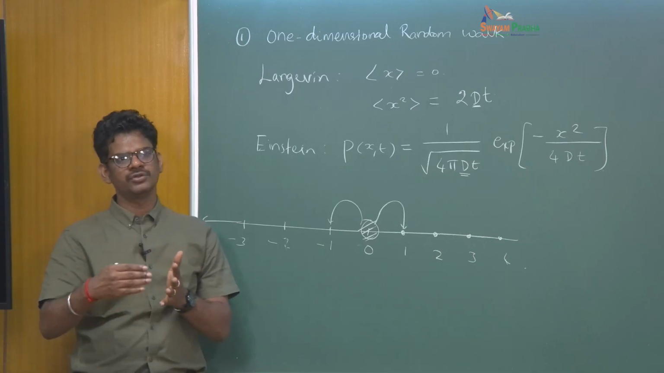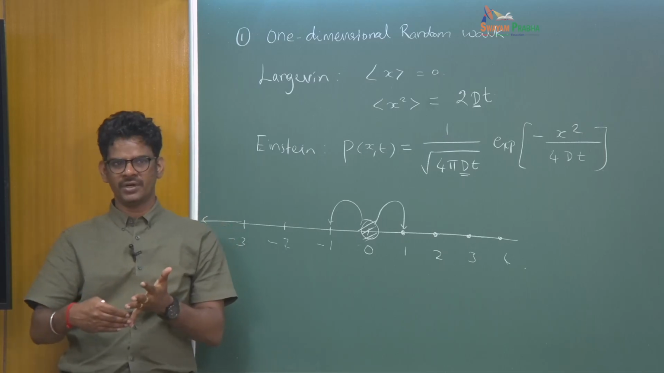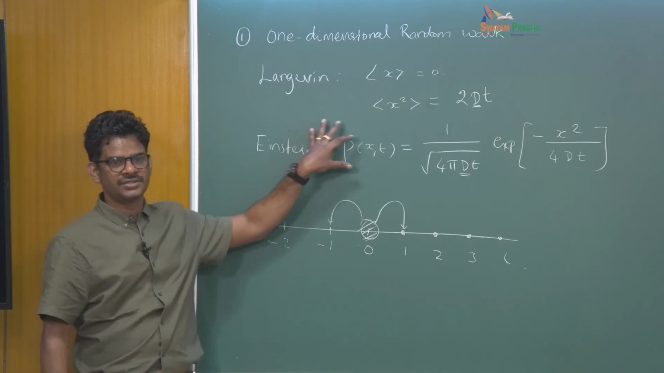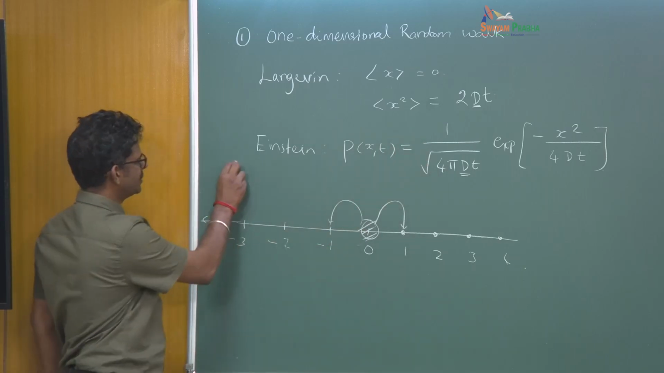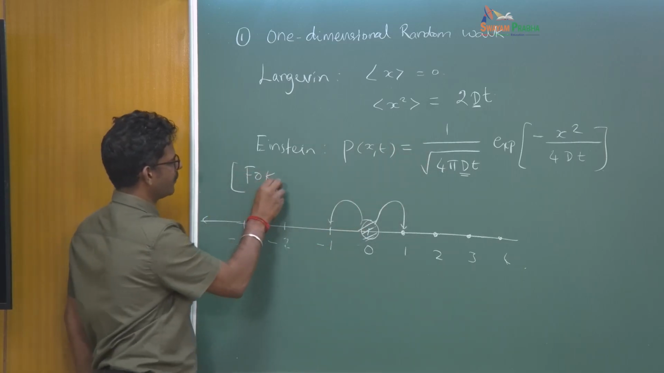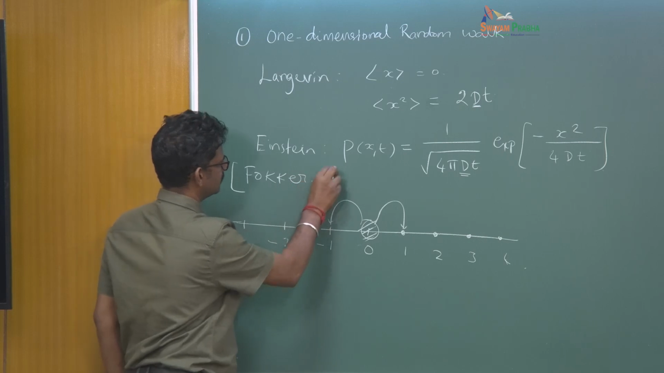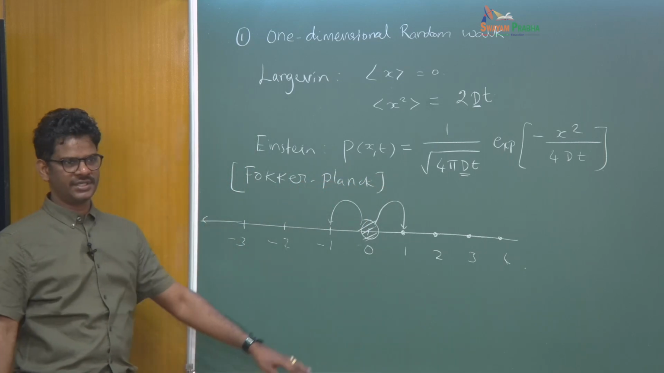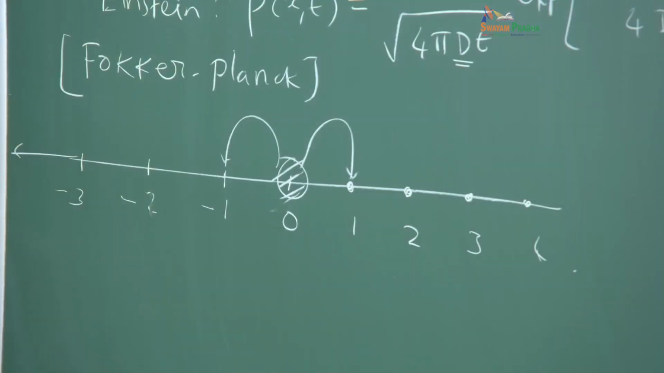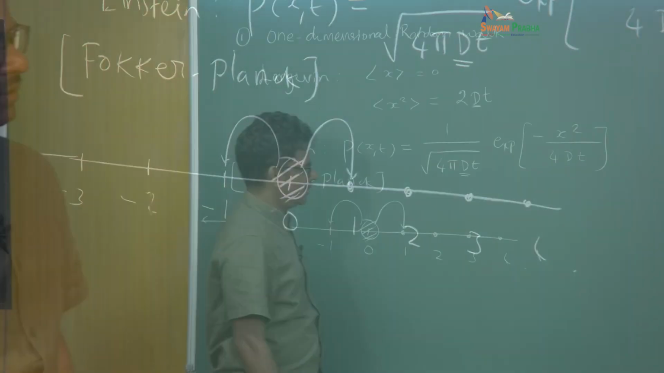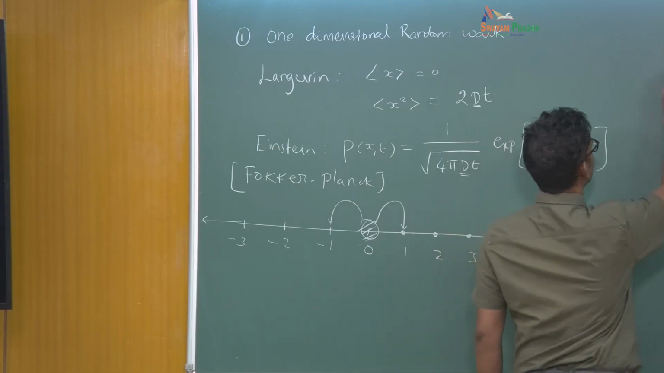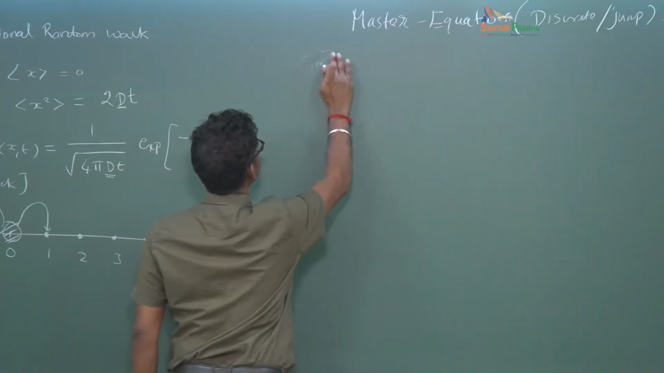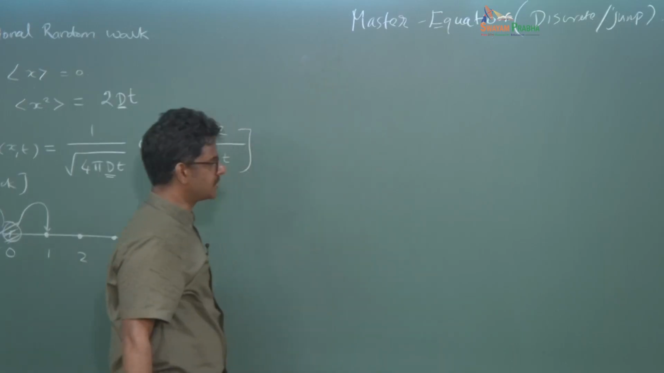We are talking about 3 different frameworks. One is the Langevin framework, the master equation framework, and the continuous Markov process, which is the Einstein approach, or later on I will introduce this as a Fokker-Planck equation. So this is something we will see after the discrete Markov process is discussed. In this case, we will write the chemical master equation.